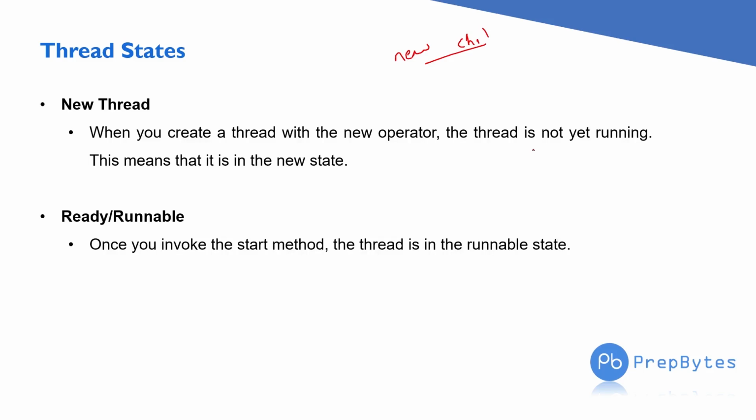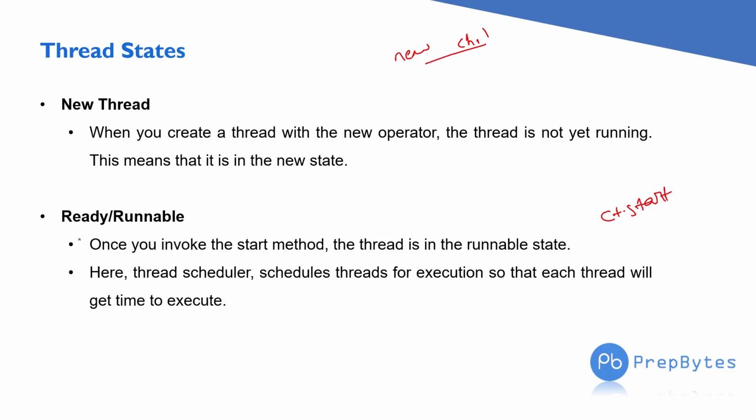What is the ready state? Once you invoke the start method, that is when you write ct.start, the state changes from new to ready. Here the thread scheduler schedules threads for execution so that each thread will get time to execute. From the ready state we have a queue of threads, and from this queue the thread scheduler will choose one by one, depending upon the algorithm, which thread will be executed.